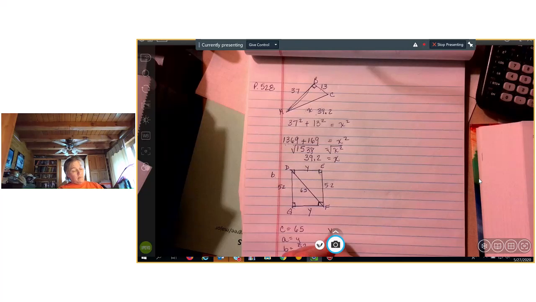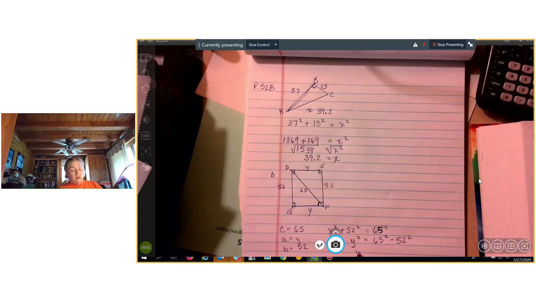So we have Y squared plus 52 squared equals 65 squared, sorry. And then if I wanted to solve for Y, I would have Y squared equals 65 squared minus 52 squared.